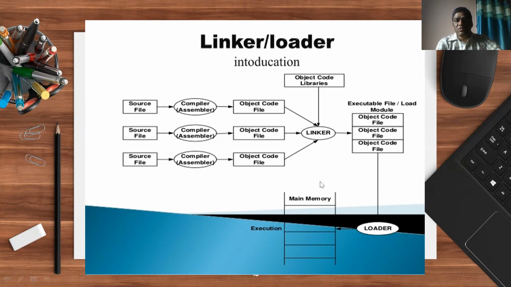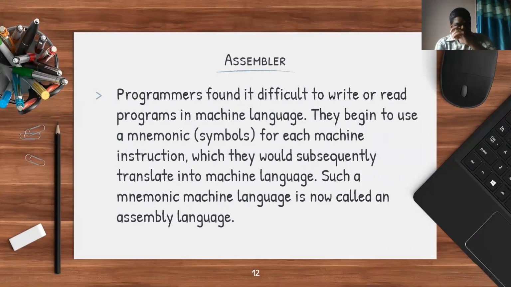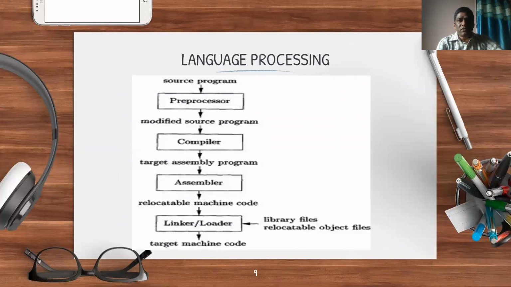Okay, so this is about the language processing system. Once again, I'll just go through the components briefly, and I repeat all the roles performed by all these language processing system. The first component, preprocessor, takes the source program and performs two tasks. One is file inclusion, and another task is macro expansion, and then produces a modified source program, which will be then given to compiler as input.